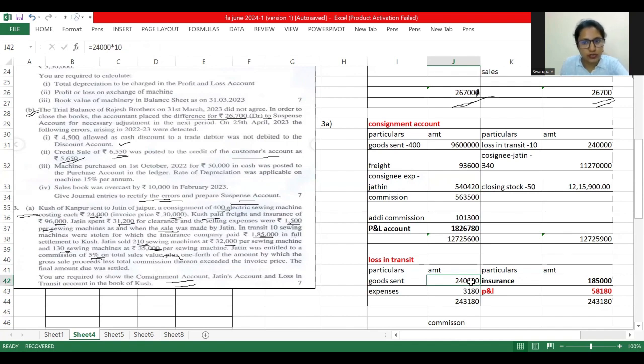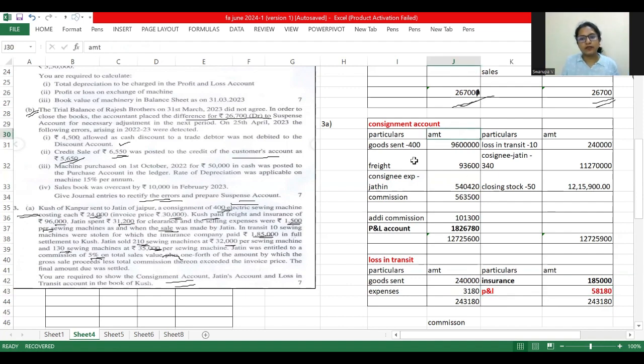That is the initial cost 2,40,000 and the freight and consignee expenses 3,180. Now, how much did we receive from insurance? From the insurance company, 1,85,000 is received. So the balancing figure will be your profit or loss that will go into P&L account.